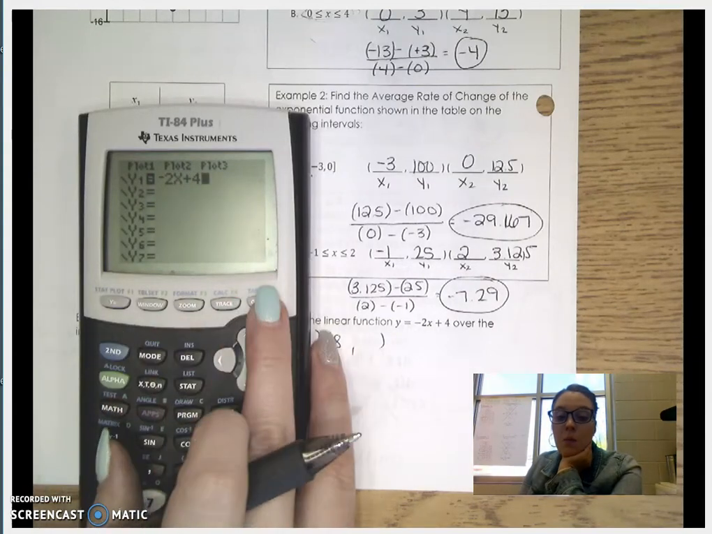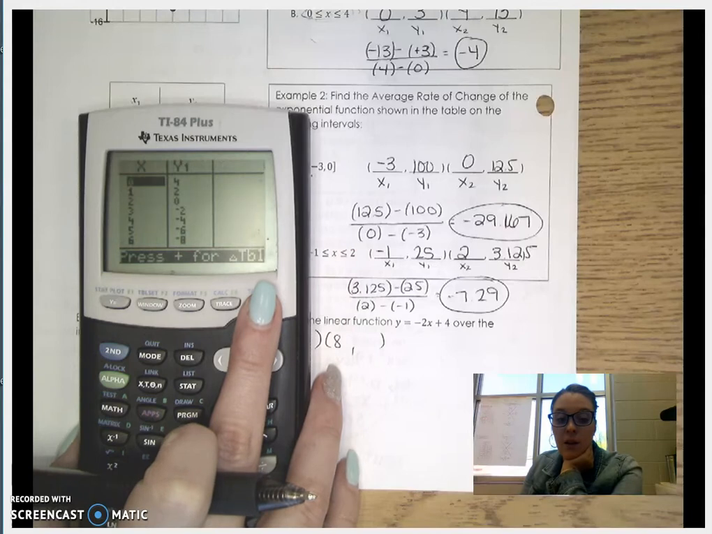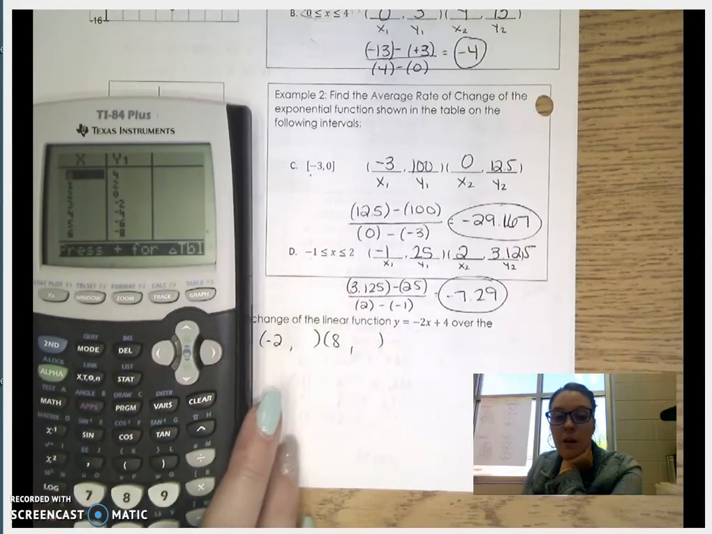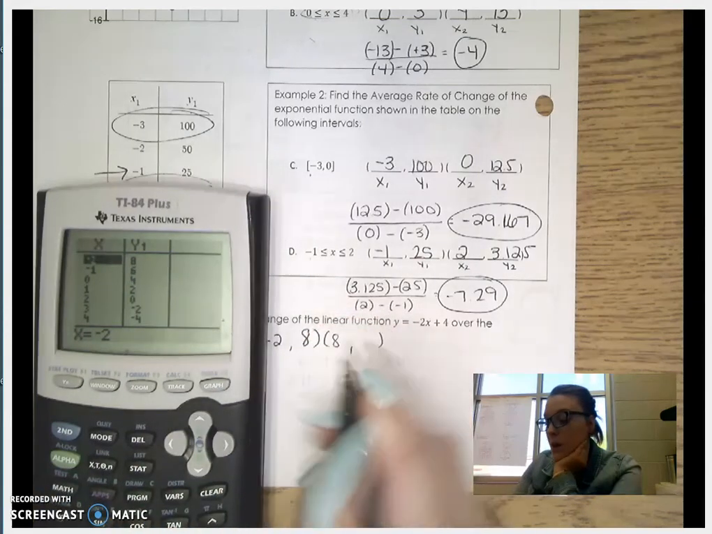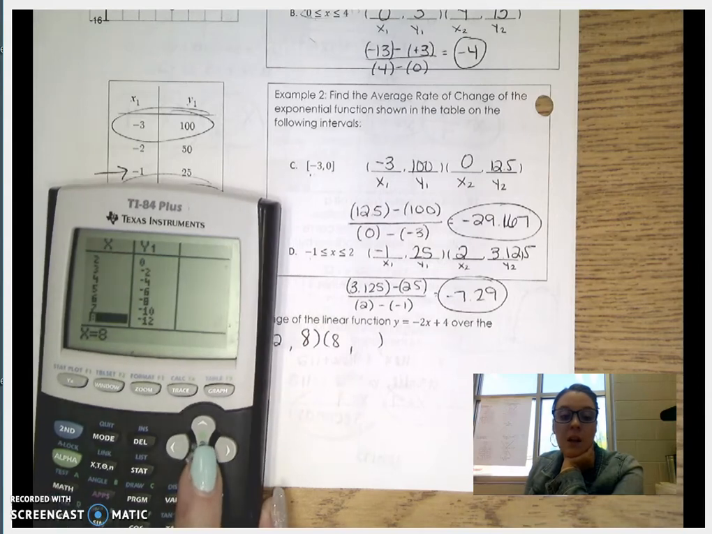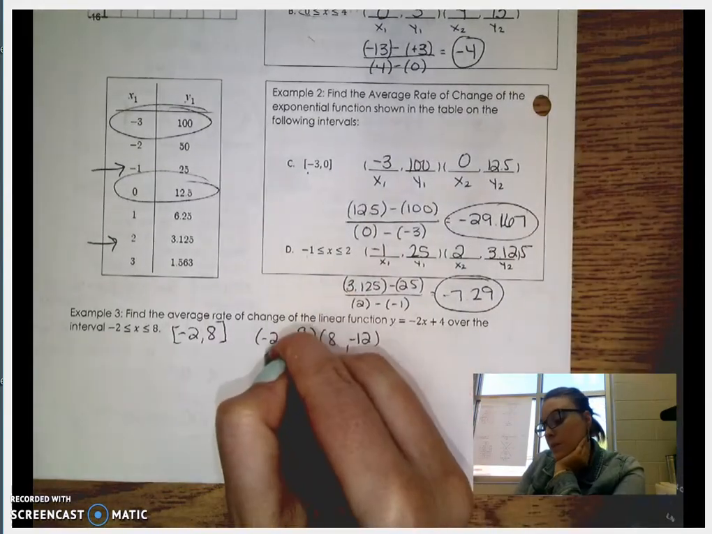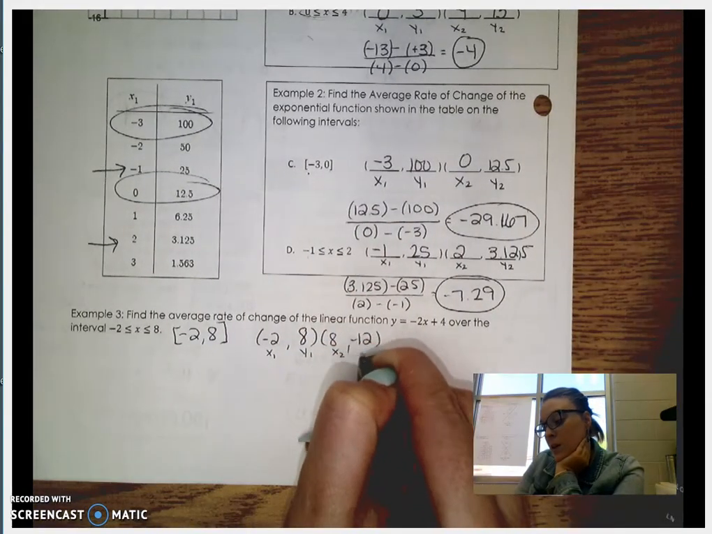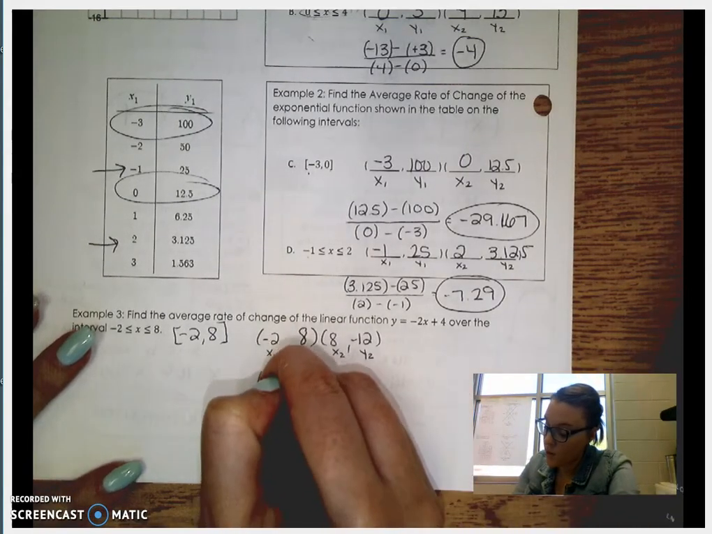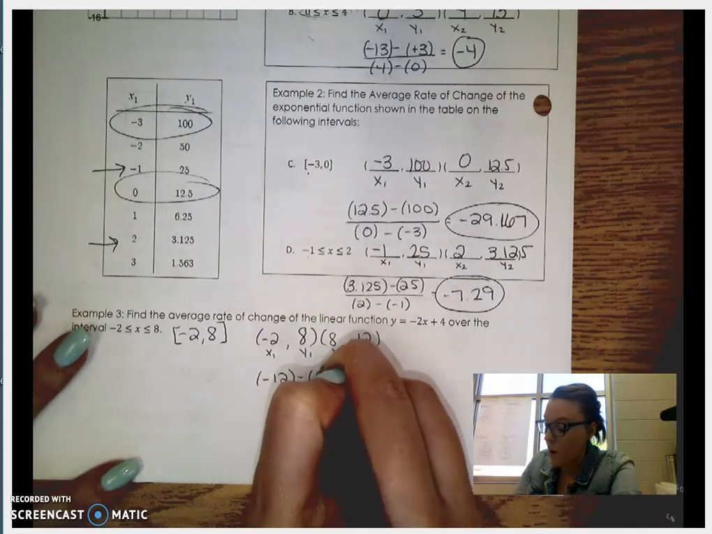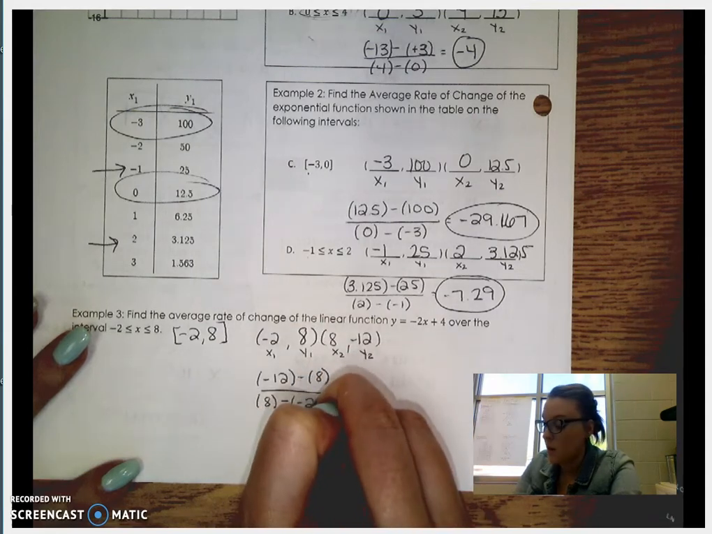And then I'm going to go to my table. See how it says table in blue right here? I'm going to click the blue button and then click the button where it says table above it. So now I need to find the y values from this table. With x equals -2, y would be 8. And when x equals 8, y equals -12. So I'm going to do the same thing: x1, y1, x2, y2. Using my slope formula, I have my y2, which is -12, minus my y1, which is 8, over x2, which is 8, minus x1, -2.